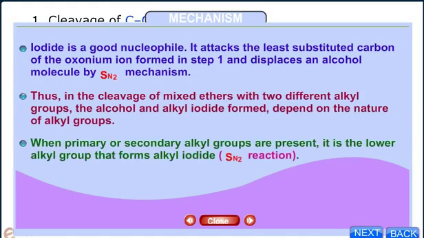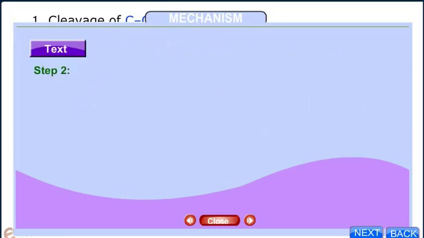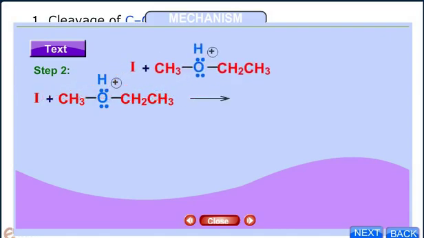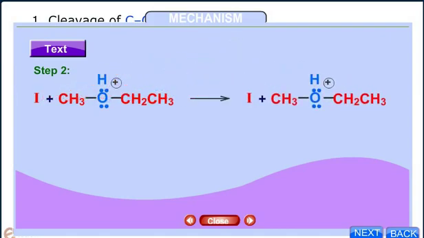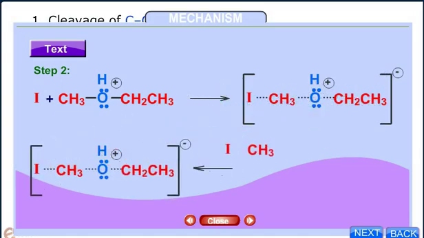When primary or secondary alkyl groups are present, it is the lower alkyl group that forms alkyl iodide, that is, SN2 reaction. Step 2: I⁻ + CH3–O⁺H–CH2CH3 gives [I···CH3···OH···CH2CH3]⁻, which gives CH3I + CH3CH2OH.